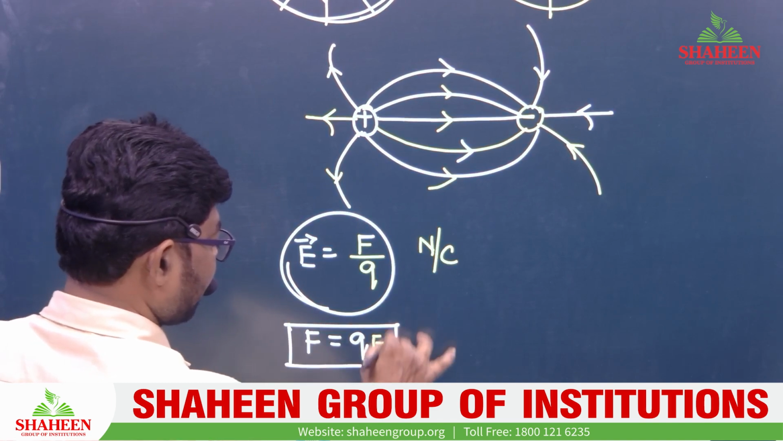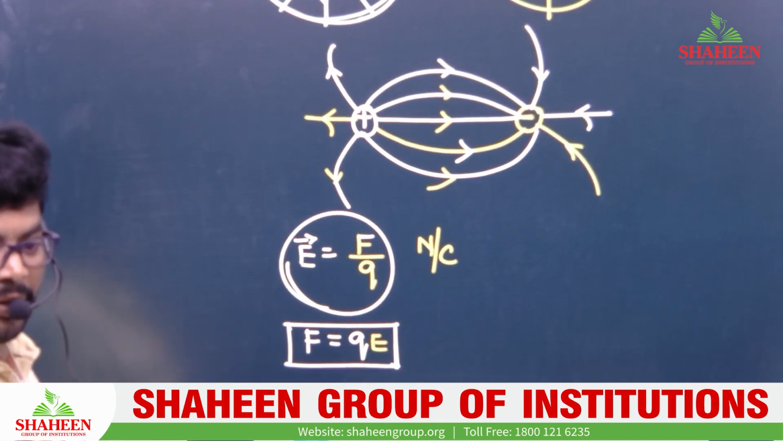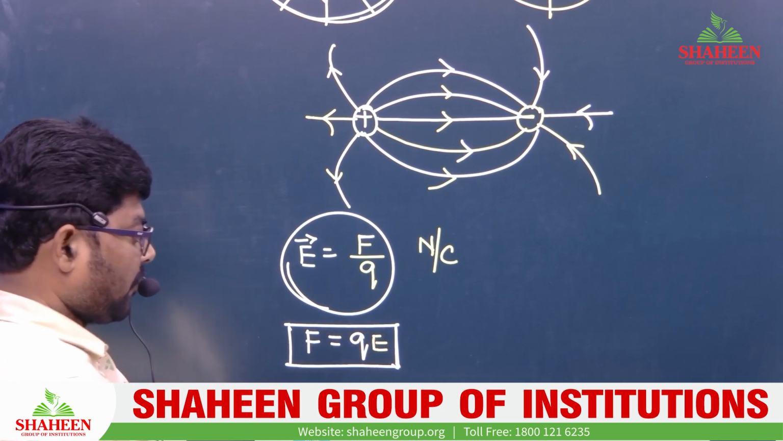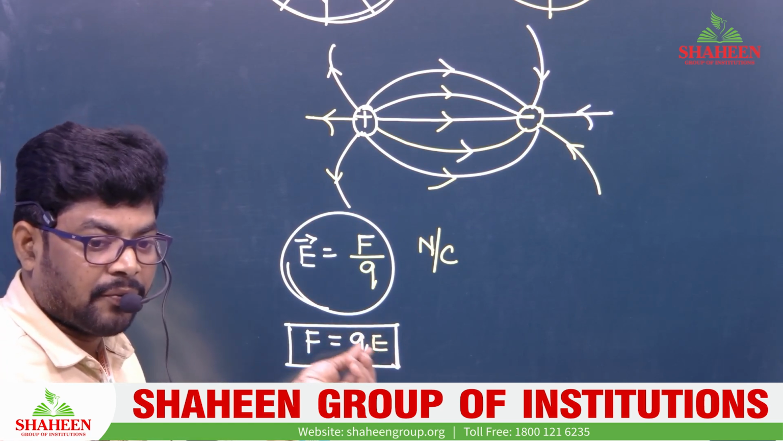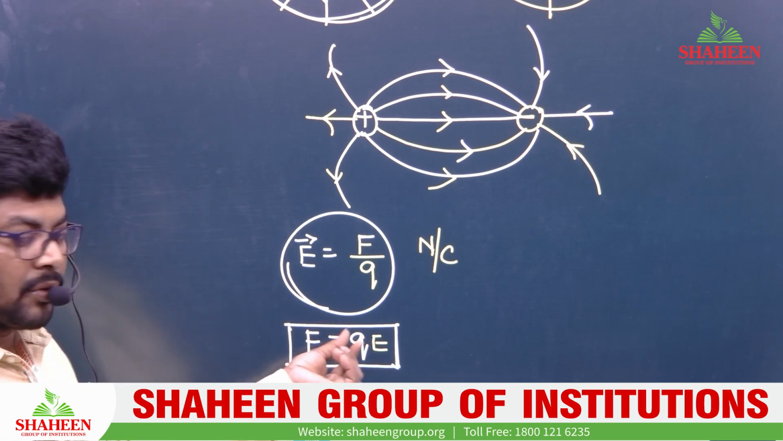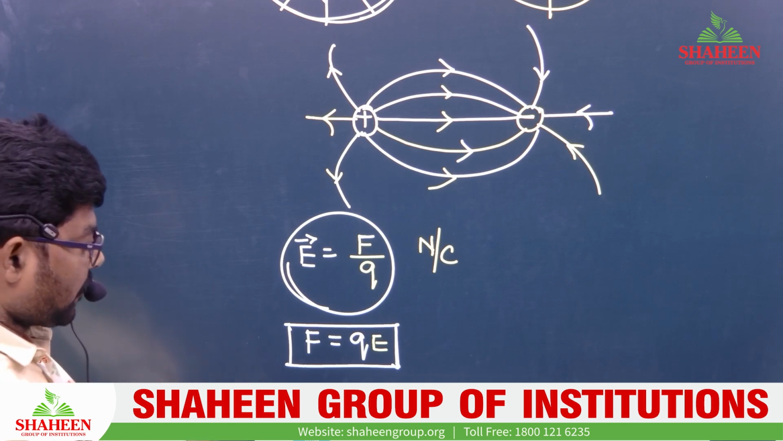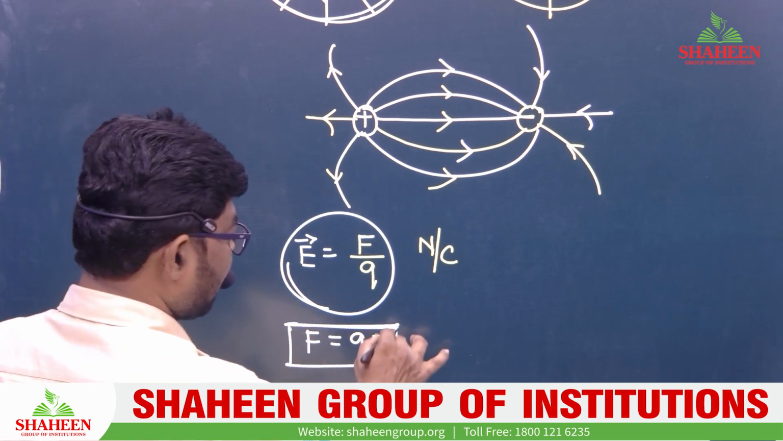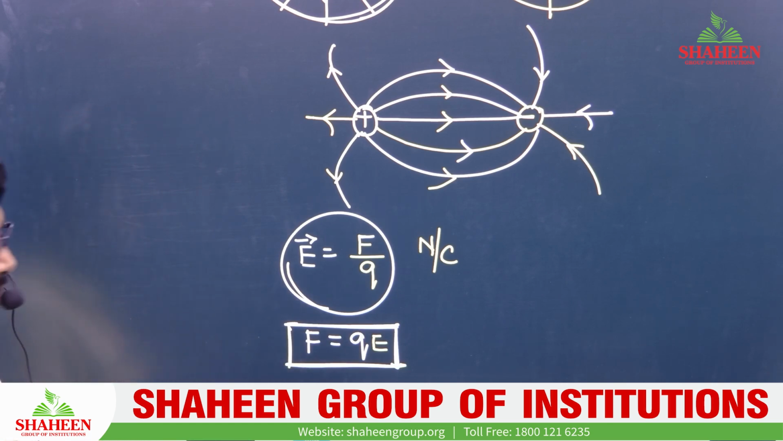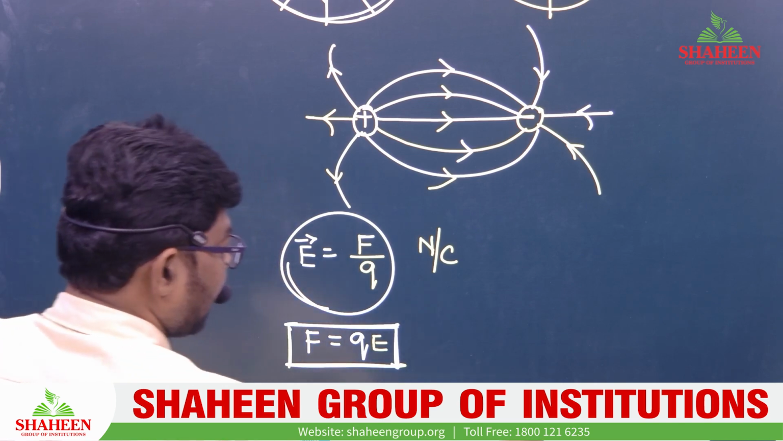Force F is equal to what? Q times E. If the charge is positive, force is along the field. If the charge is negative, force is against the electric field. So this is the electric force on a charged particle. Now what is meant by electric field?